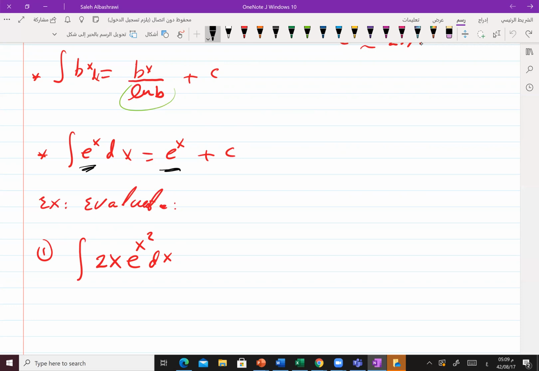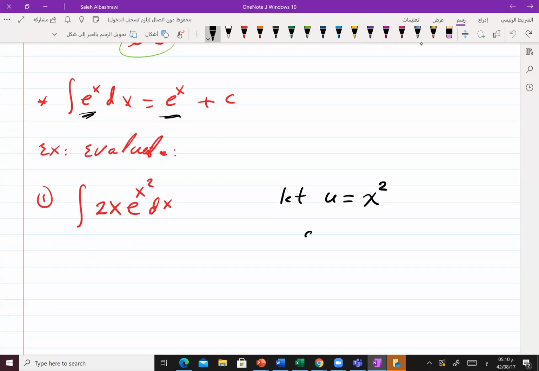Now if there is any change in the power, if it is not x but e to the power of something, then I will apply integration by substitution. I will choose the power to be the u substitution and try to simplify the integration. So I will let u be the power, which is x squared. Now du will be the derivative, 2x dx, or dx is equal to du divided by 2x.